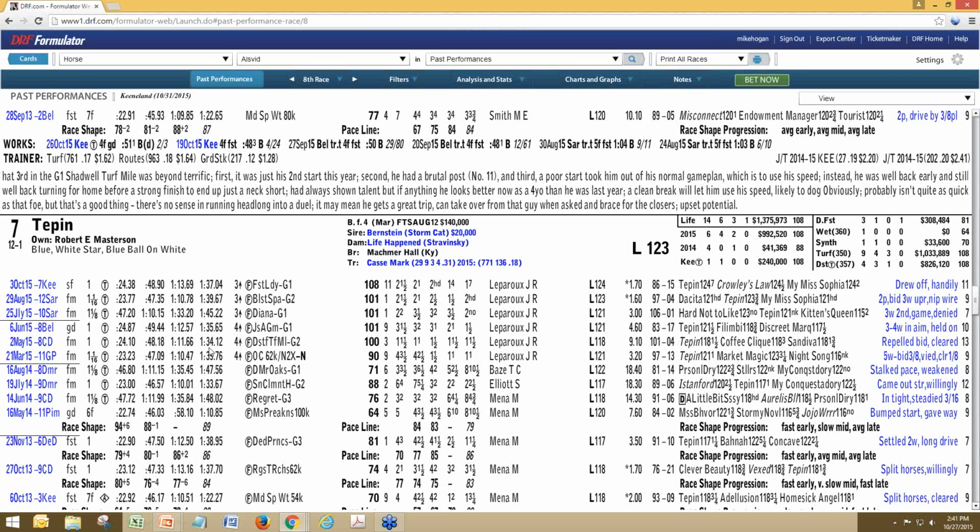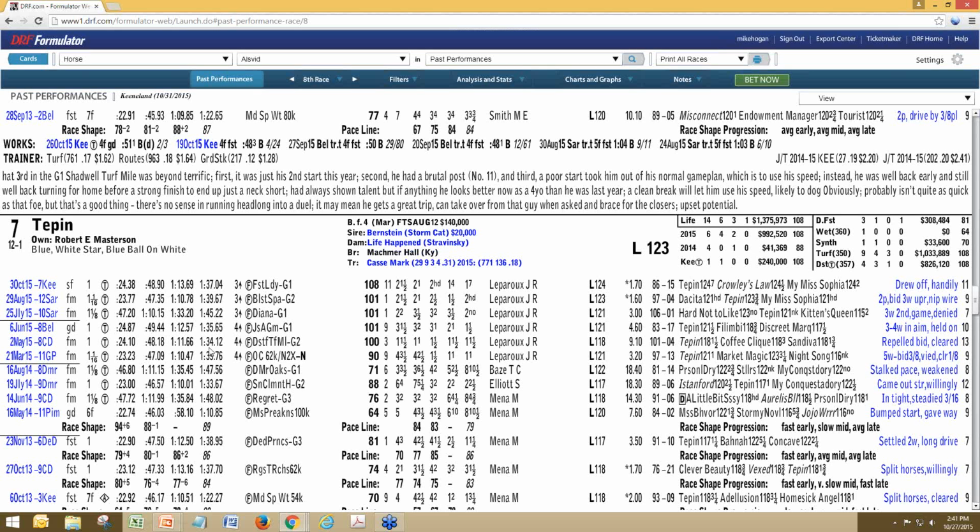They don't want it to rain. They don't want soft turf. They're singing the blues over here right now because of all the rain and worried about how their horses are going to handle it. So Tepin is a horse that ran very well at Keeneland last time out on a yielding course. That's the best race of her career. It was a very, very good race.